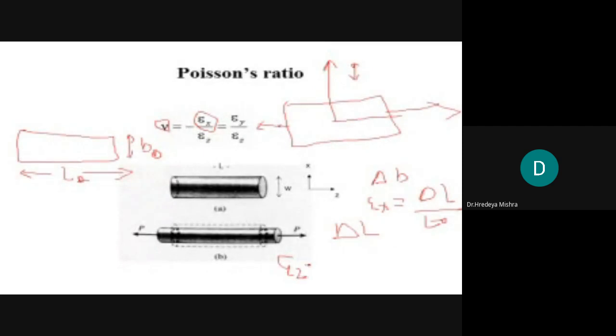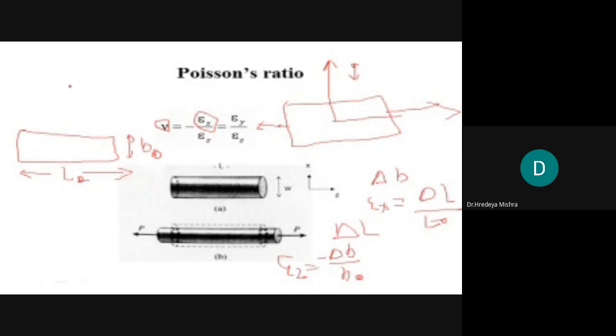Epsilon z is equal to delta B divided by B naught with the minus symbol. Why? Because delta B is the decrement of the width, and delta L is the increment of the length. Okay, so that is simple.